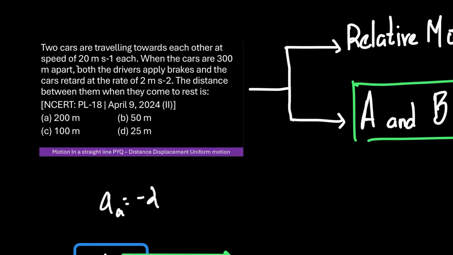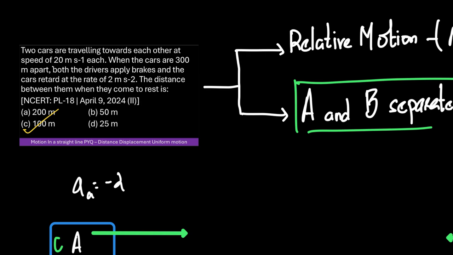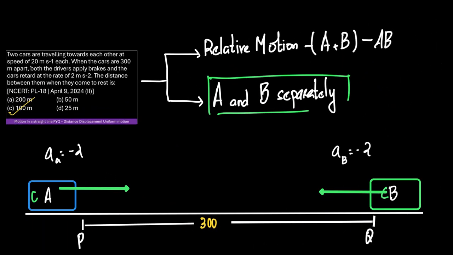Therefore, the correct option here would be option C. Now, what we'll do is, in the next half, we will discuss the same solution, but this time using relative motion.